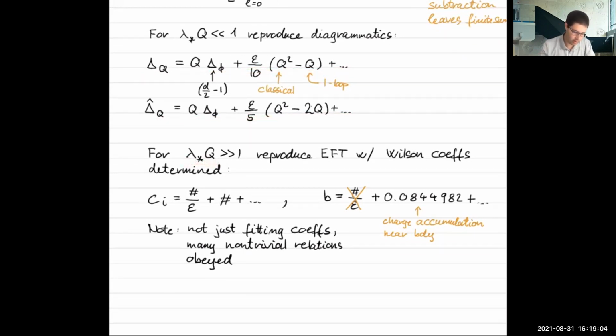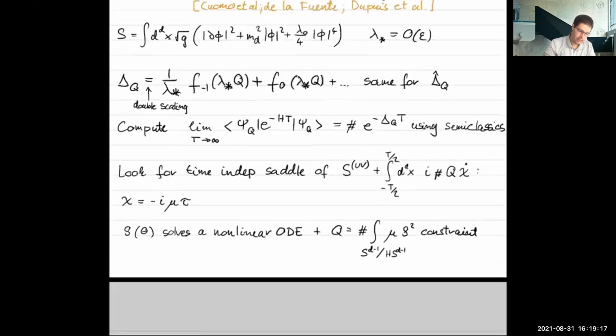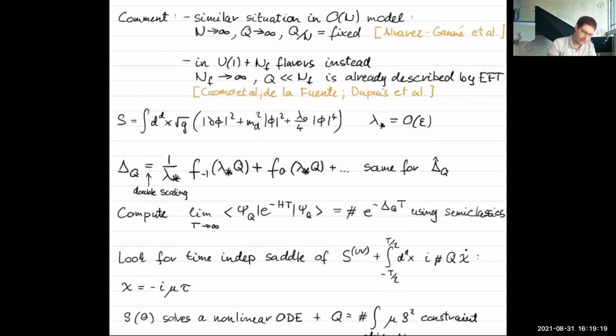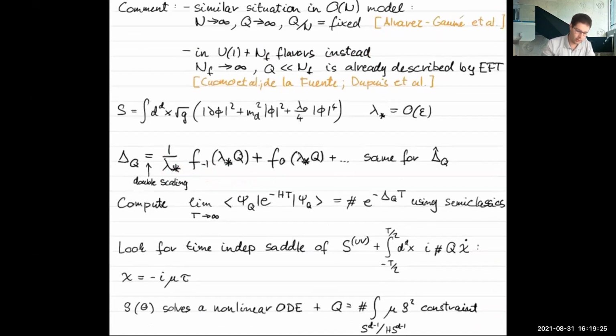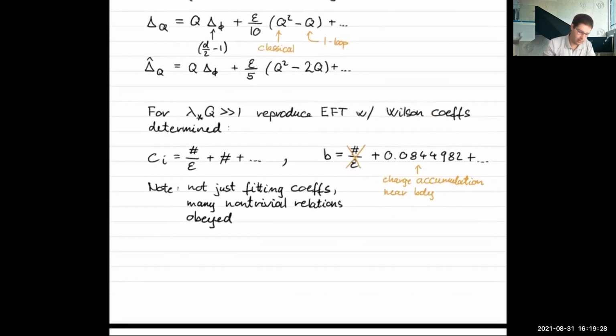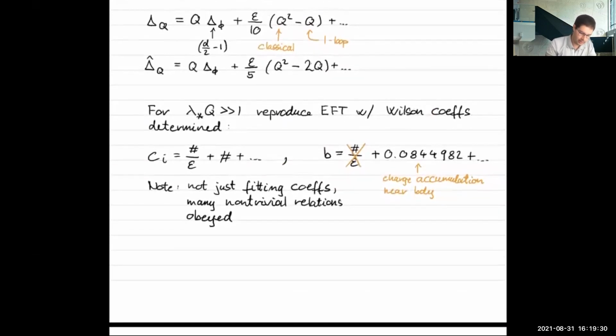And in the large lambda star times Q, so large epsilon times Q limit, we reproduce the EFT results with Wilson coefficients that are order 1/epsilon. The origin of these is that in the general analysis, one sees that the leading piece will go as 1/epsilon. For that, you need Wilson coefficients that are large. So they have an epsilon expansion, where the leading term is order epsilon.